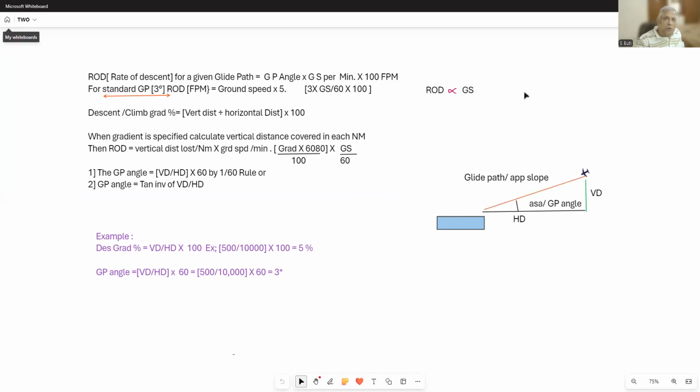Another question often asked: what if my ground speed increases or decreases on the final approach? Should I change my rate of descent? Definitely. Remember, rate of descent is proportional to the ground speed. If during descent there was headwind and it becomes less, ground speed will become more, and rate of descent will become more. So these are the types of questions you may expect in descent and top of descent numericals.